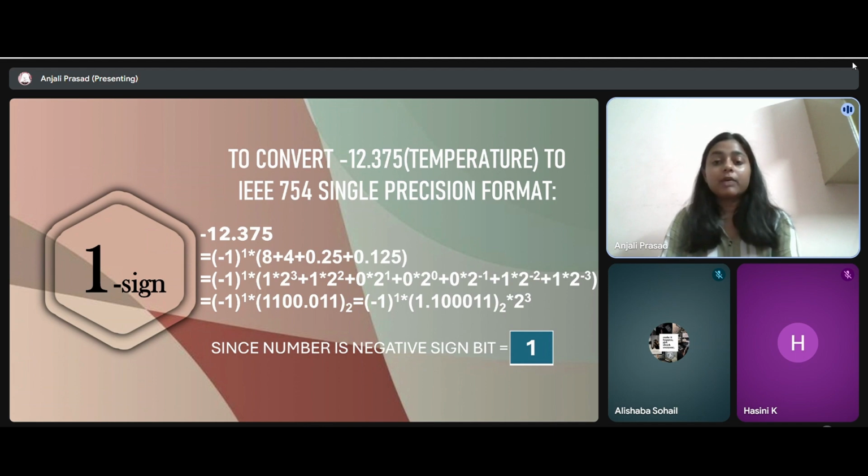Wherever we are adding the powers of 2, for example, we are adding 2 raised to the power 2, we'll multiply it by 1. And whichever power of 2 we are not adding, those numbers have been multiplied by 0. For example, 2 raised to the power minus 1, which is 0.5, we are multiplying it by 0 because we are not adding it.